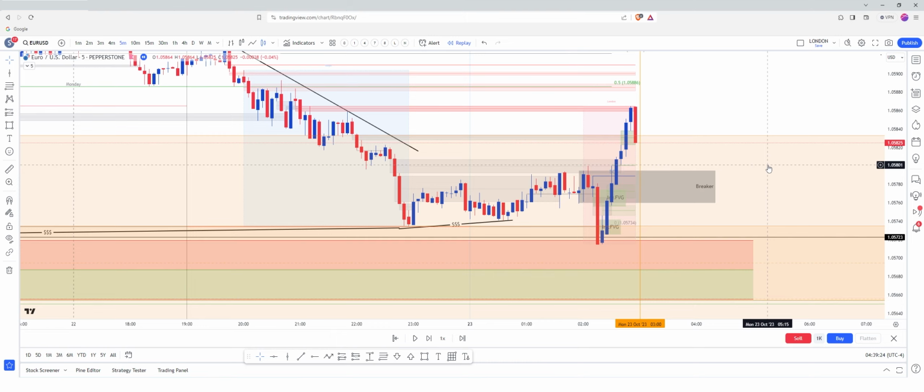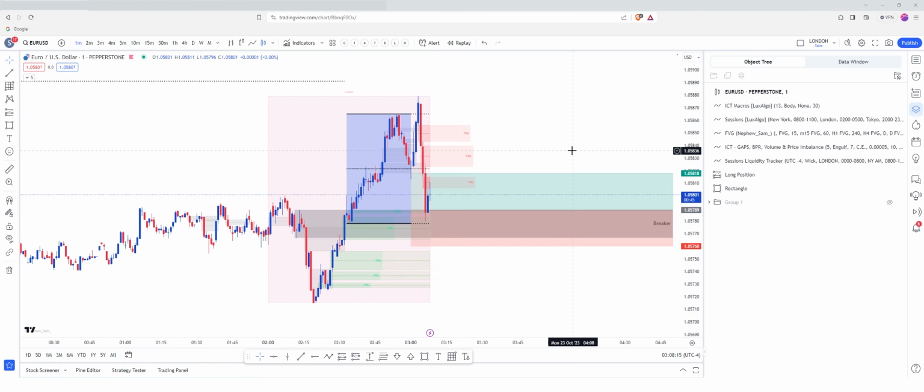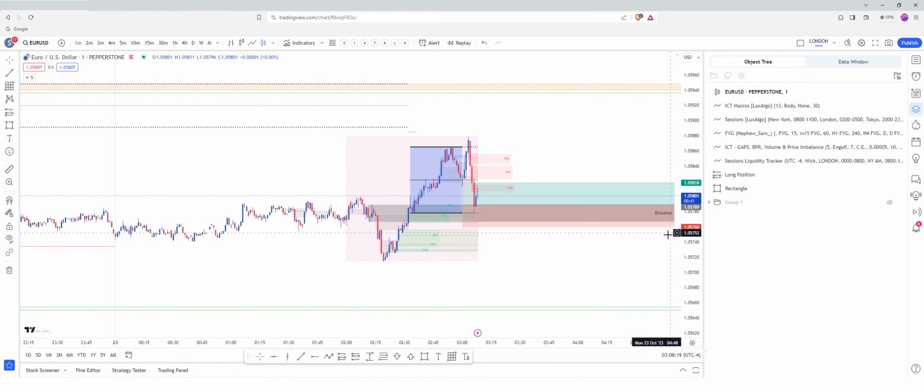So we can see we'll pull back. We will jump into the live execution at this point, because you'll see me then preparing the setup as price is pulling back into this breaker block. This is an entry long EURUSD.